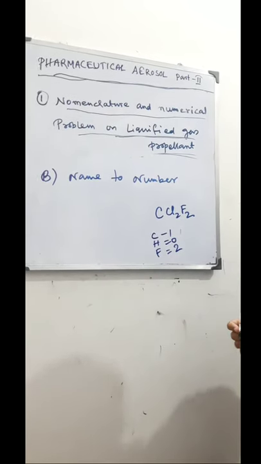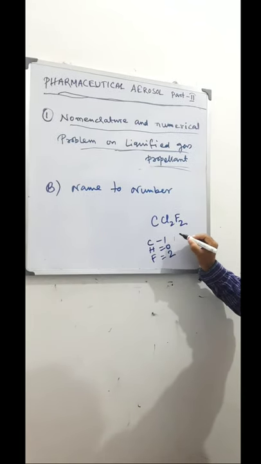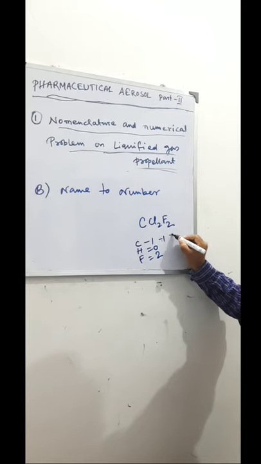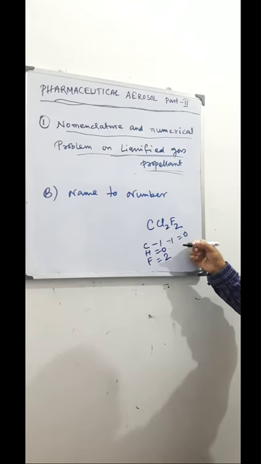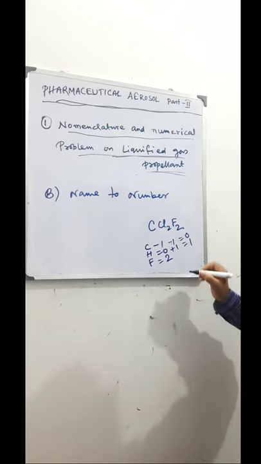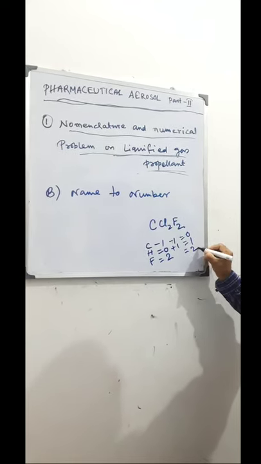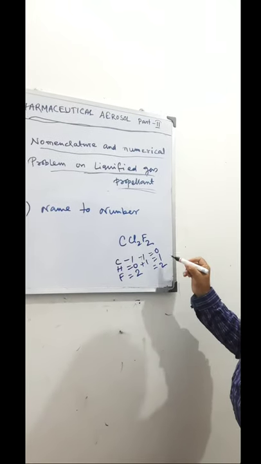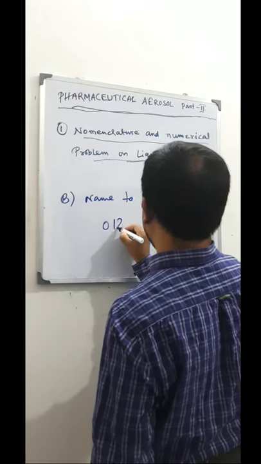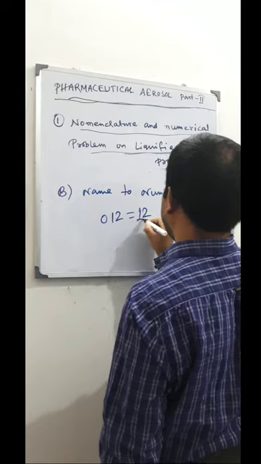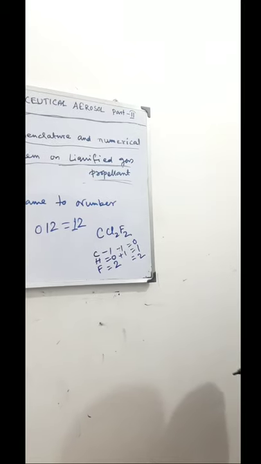In the process of nomenclature, the designated number will be: number of carbon minus 1, that is 0. Hydrogen will be the number existing plus 1, that is 1. And the fluorine number itself will express the number, that is 2. So the number of dichlorodifluoromethane will be 0, 1, 2, that is propellant 12. In this way, we can convert the chemical name to its designated number.